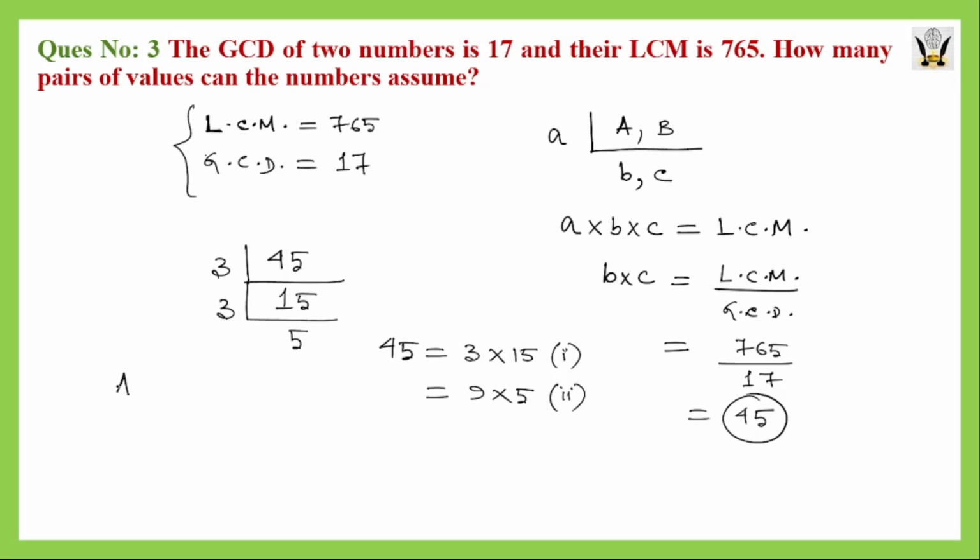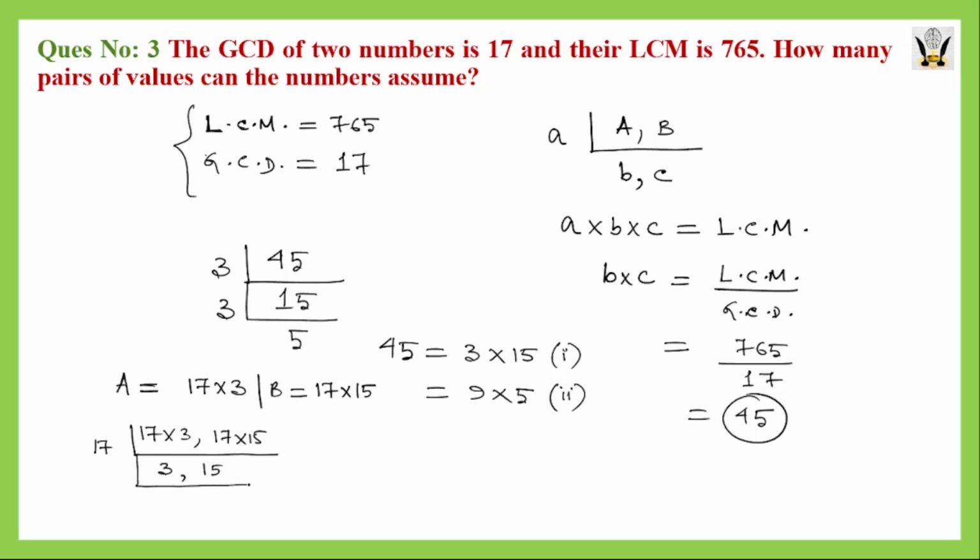Now suppose we consider these two values 3 and 15, then what will happen? So A will be the GCD value, this small a, multiplied by 3, so it will be 17 multiplied by 3. And what will B be then? B will be again their GCD value 17, and the quotient which is 15 this time, so it will be 17 multiplied by 15. And if we want to find their LCM, then it will be 17 multiplied by 3 and 17 multiplied by 15. So 17 will be their common factor, and then the remaining quotients will be 3 and 15.